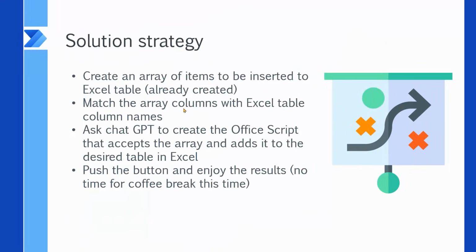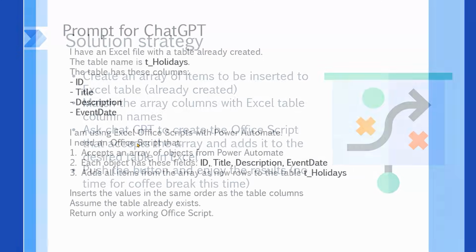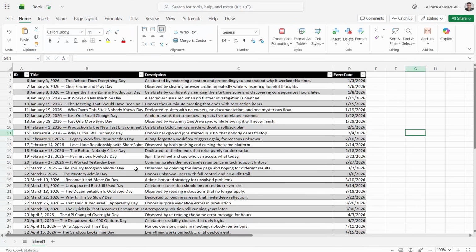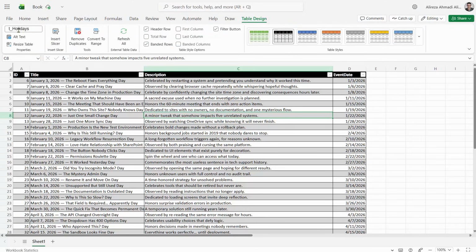So far, we are done with matching the array columns with the Excel table. Now let's go to our ChatGPT. This is the prompt I created for ChatGPT. I have an Excel file with a table already created. The table name is T Holidays. I put the exact table name that I get from here. Just click anywhere on the table, click on Table Design, and you will have the table name.